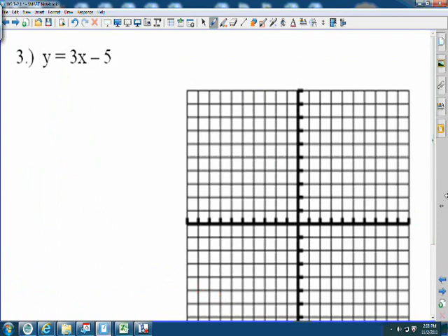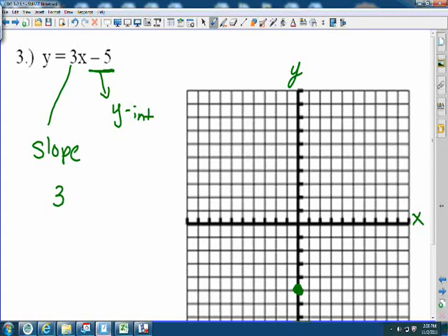The next one, step 1, is the y-intercept, and that is negative 5. Remember, we have x, then we have y. So right here, I've got 1, 2, 3, 4, 5. I'm going to put a dot right there. That's my y-intercept. Next is my slope. My slope is 3. I'm going to make it into a fraction and put it over 1. Since it is positive, I'm going to go up. The bottom number is always going to tell me to go to the right.